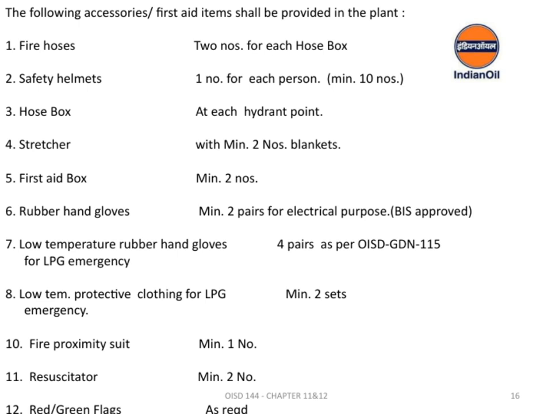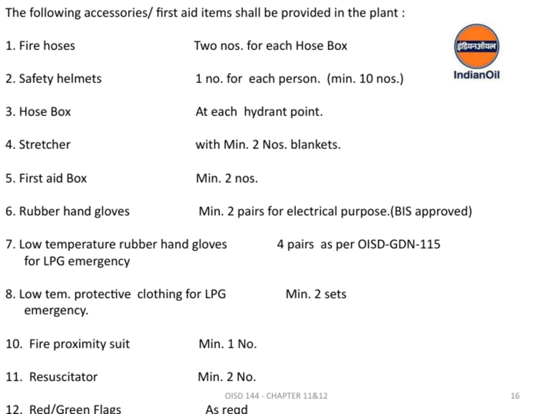Hose boxes should be strategically placed at each hydrant point, making sure firefighting equipment is always within reach. For medical emergencies, a stretcher with at least 2 blankets should be available to assist injured personnel efficiently. Additionally, there should be at least 2 first aid boxes stocked and ready for use at different points in the plant.